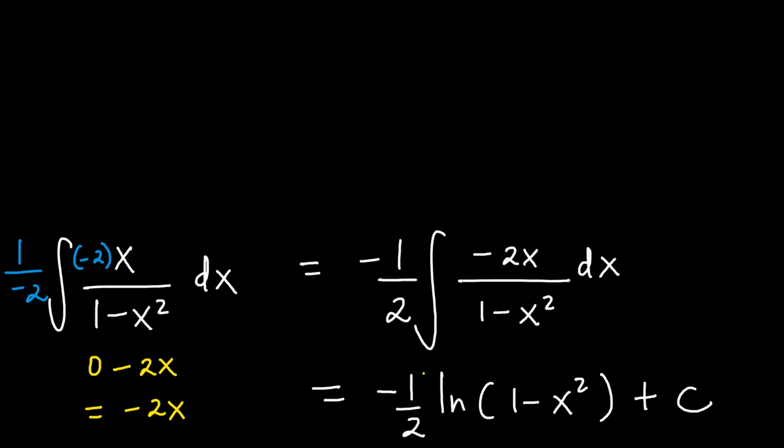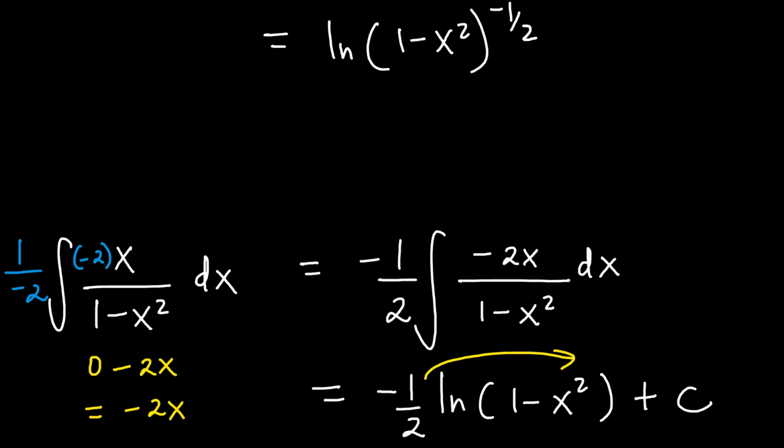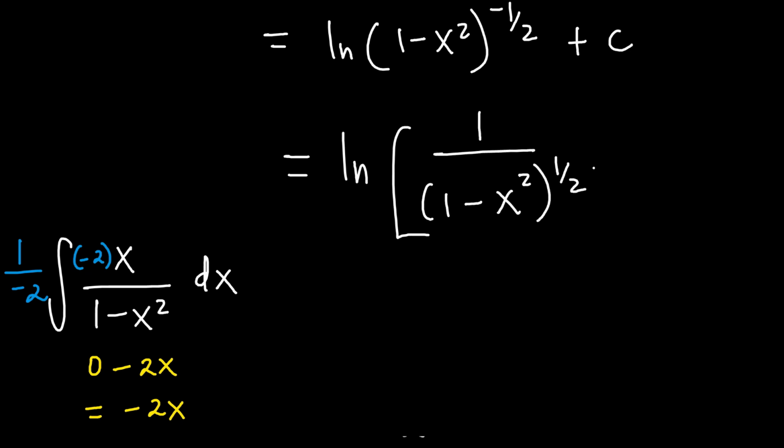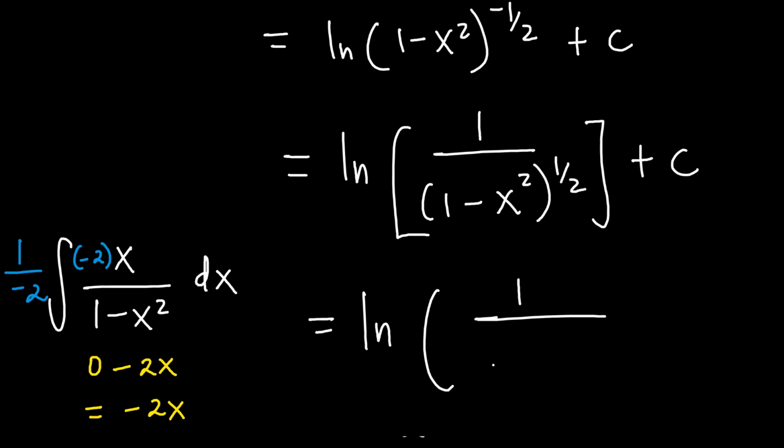And if you want, you can simplify this. From logarithms, we can take this to the top. So this will be equal to natural log of 1 minus x to the power of 2 raised to the power of negative 1 over 2 plus c, which is also the same as natural log of 1 divided by 1 minus x to the power of 2 raised to the power of 1 over 2 and then plus c, which can also be written as natural log of 1 divided by the square root of 1 minus x to the power of 2 plus c.